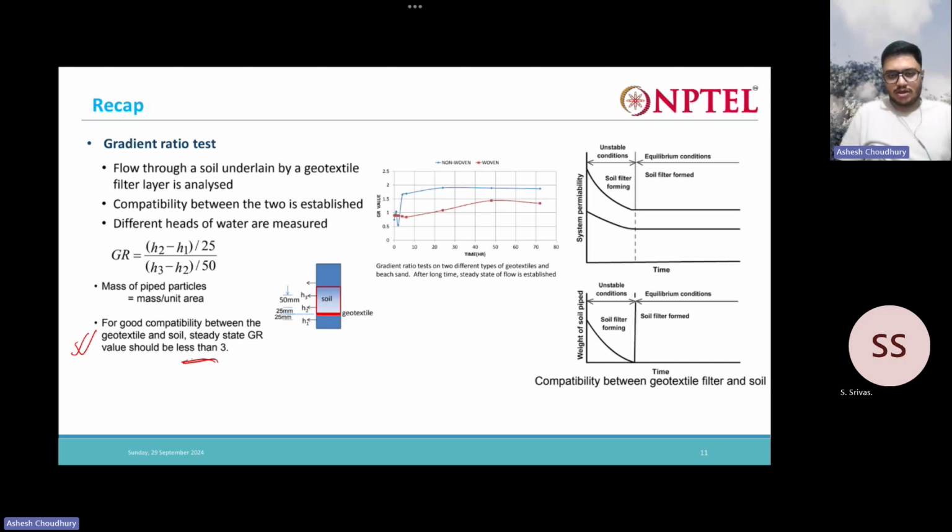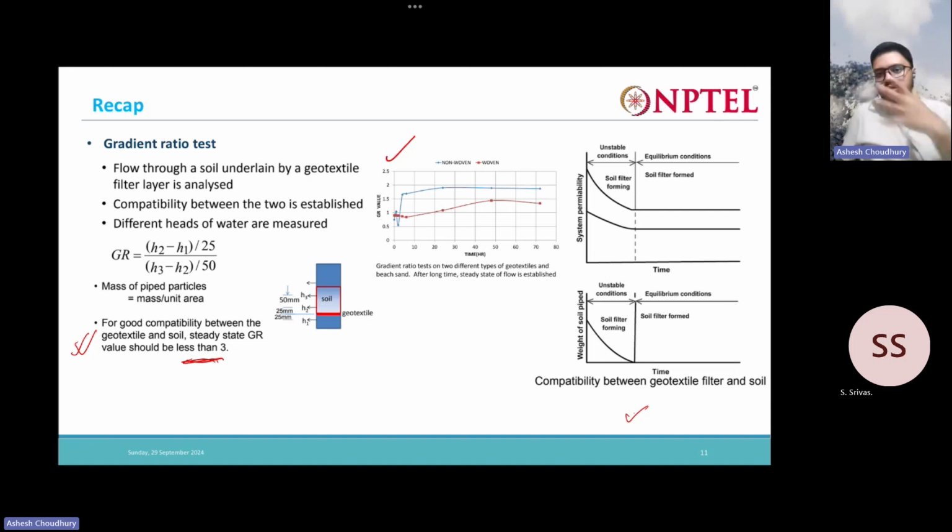You can refer to this gradient ratio test, since we already discussed it before, so we won't go through it again. It is a very simple test where you just measure the heads at various points and take the ratio. If you see this graph, initially there are some hiccups, but as time goes by, a steady state flow is established. The gradient ratio value stabilizes. Also in these graphs, one shows the permeability of the system, and below it is the weight of the soil piped.